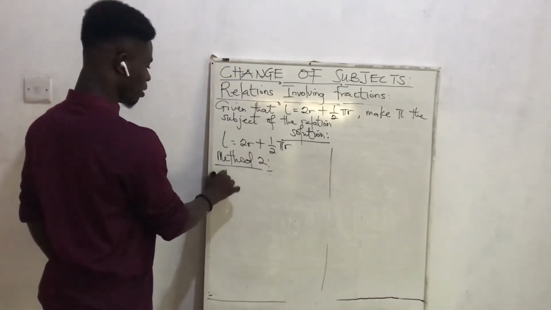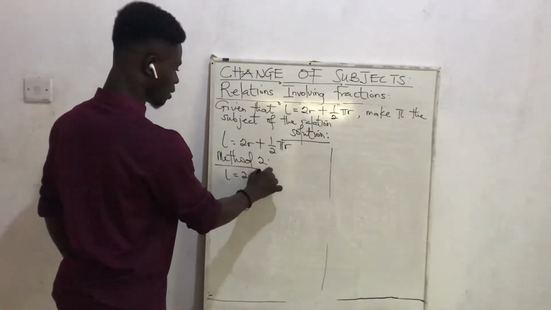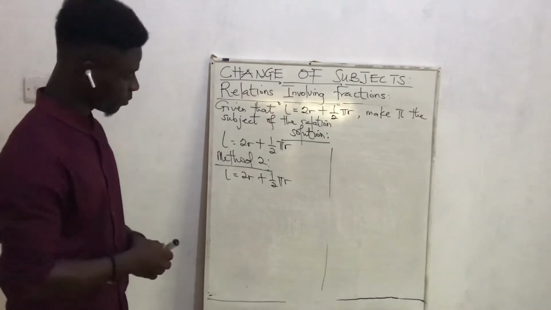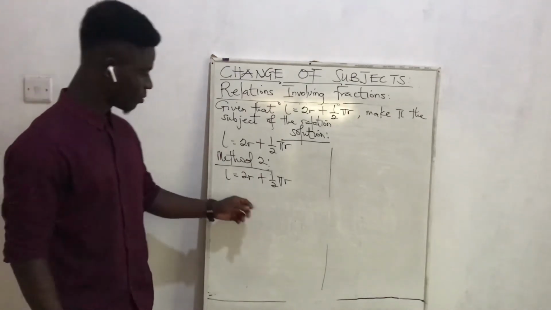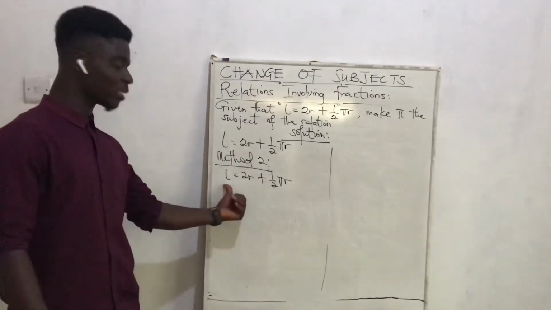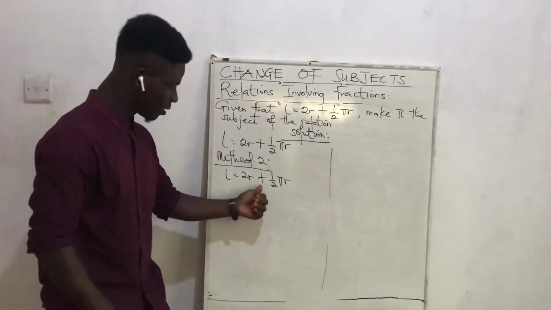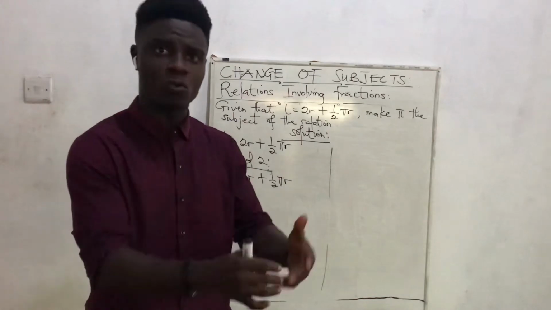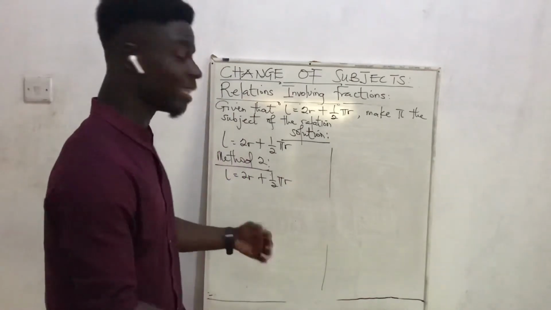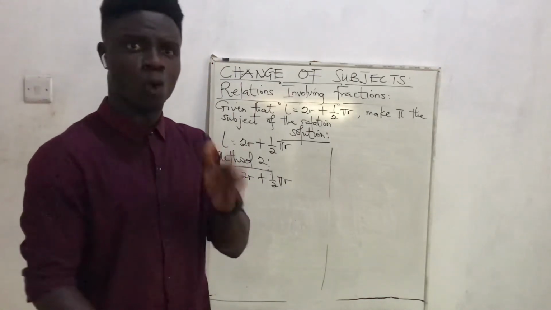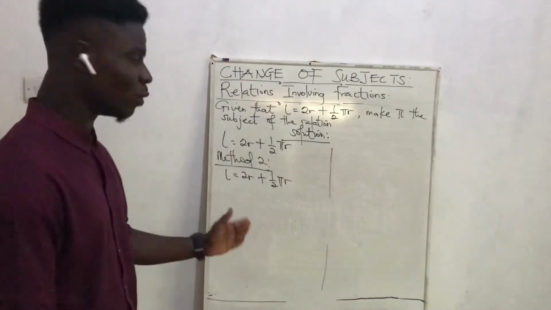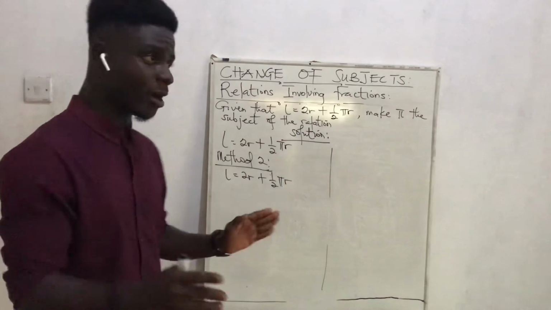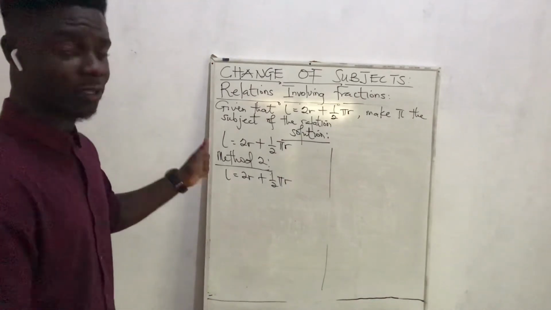You have L equals 2R plus 1 on 2 pi R. So now, we want pi. You can send this 2R to the left hand side, because this one is positive. I always tell you that the variable you want to make the subject, make sure that the variable is positive. And also the variable must be at the left hand side of the equal sign.